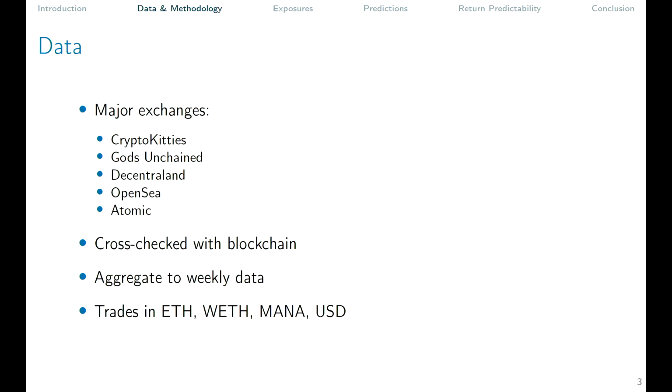So let me first start with data and methodology. We like to do everything comprehensively. What we first aim to do is to create the most comprehensive, at this stage, data set of NFT transactions.